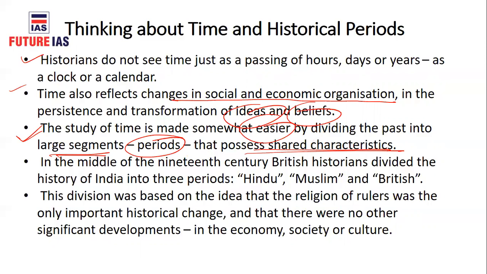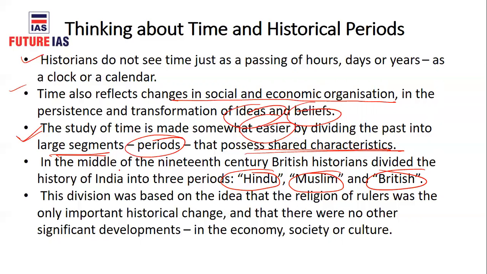And you know that during the British time, in the middle of the 19th century, the British historians divided the history of India into three periods known as the Hindu period, where the Hindu rulers ruled the country, the Muslim period, where the Muslim rulers ruled the country, and the British period, where the British rulers ruled the country. So they divided based on religion, that during a particular period, which shared certain characteristics, a particular religion ruled the country. So during the Hindu period, the Hindu rulers predominantly ruled the country.